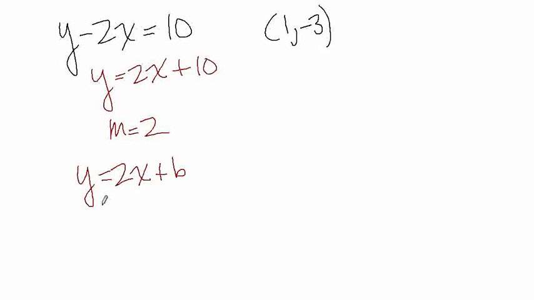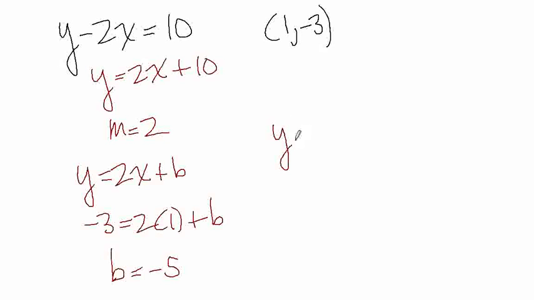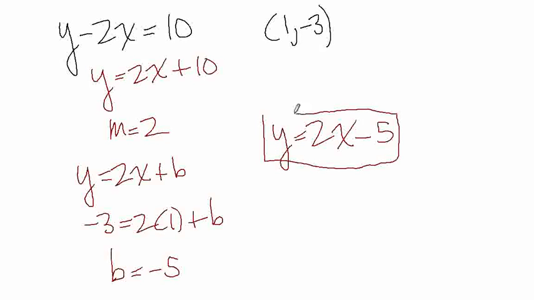Y equals 2x plus b. So use the 1 comma minus 3. Minus 3 equals 2 times 1 plus b. Subtract 2 from both sides. B is equal to minus 5. So y equals 2x minus 5. Isn't that cool? We found the linear equation corresponding to a specific parallel line that we wanted. Now let's do one more example, this time involving perpendicular lines.